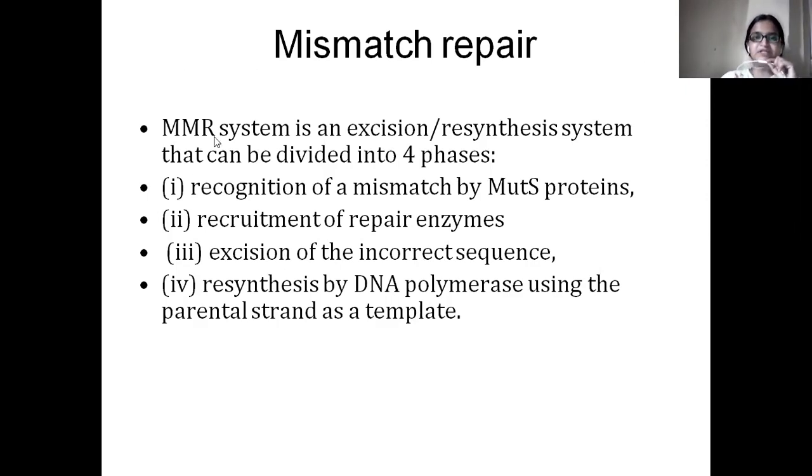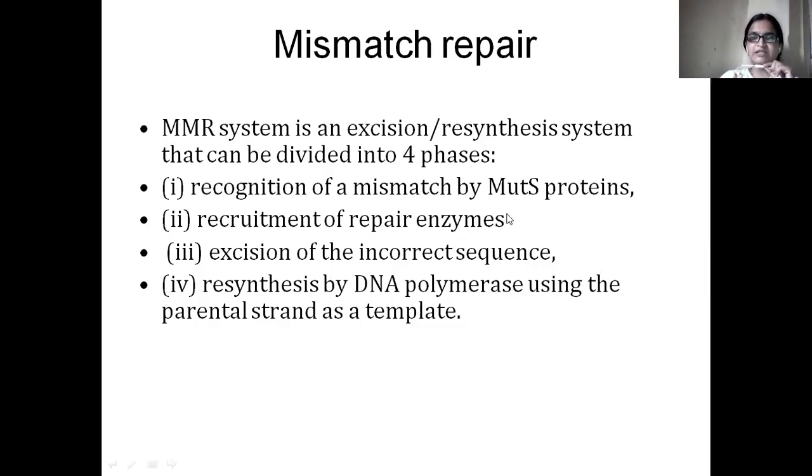So the mismatch repair system, in short the MMR system, is an excision or resynthesis system that can be divided into four phases. Excision means cut. Resynthesis means that the part where the problem is there will be removed, and that sequence will be resynthesized. So this MMR can be divided into four phases. The first one is recognition of the mismatch by MutS proteins. Here in this mechanism, we can see different types of proteins are involved.